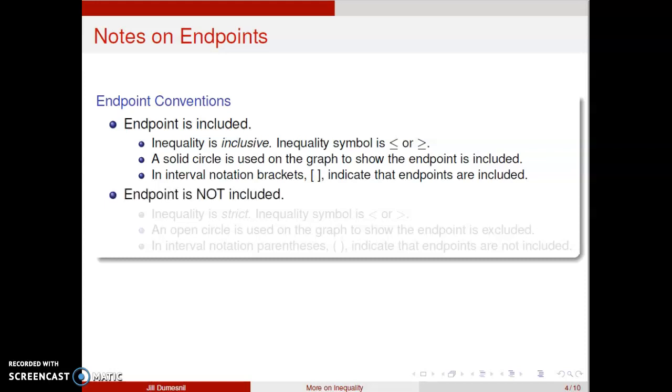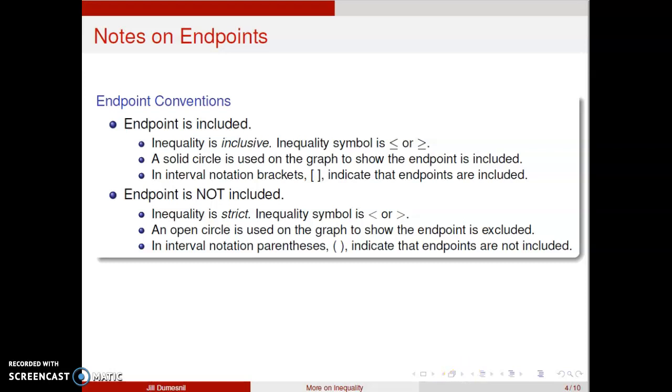The second case is when an endpoint is excluded. In this case, we say that the inequality is strict and use either less than or greater than. When an endpoint is not included, an open circle is used on the graph. In interval notation, we use parentheses to indicate that an endpoint is excluded.